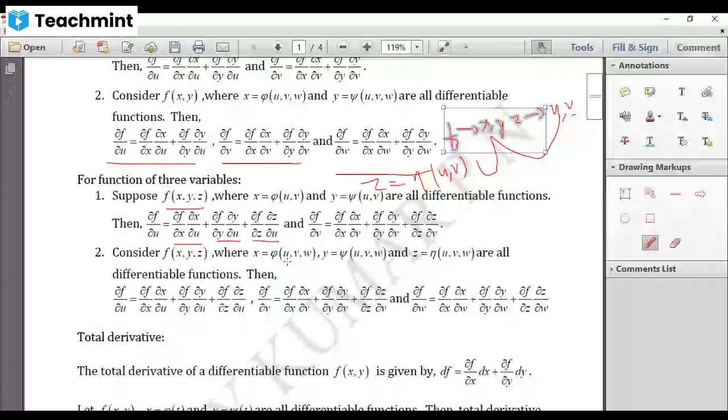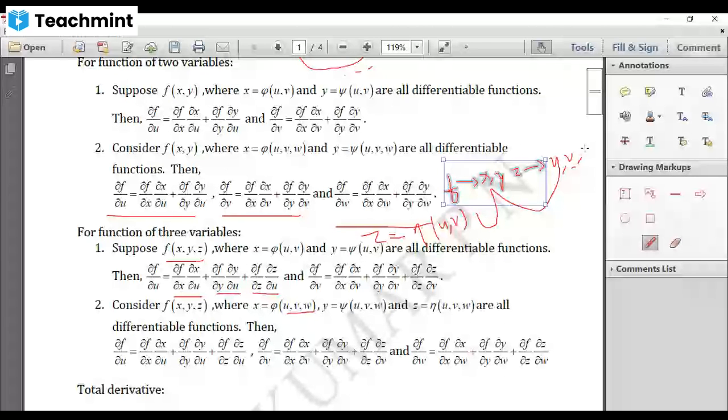Yes, same thing. In addition to this, you are having one more independent variable. As usual, as you have done this one, in the same way you have to do. ∂f/∂u is equal to ∂f/∂x into ∂x/∂u plus ∂f/∂y into ∂y/∂u plus ∂f/∂z into ∂z/∂u. That is your first term.